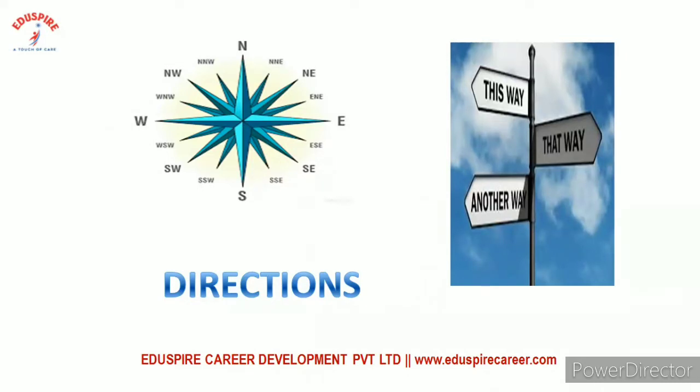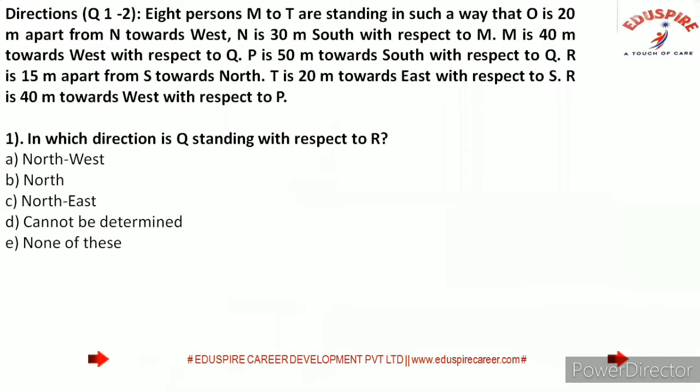Let's have a discussion on the questions based on direction sense. 8 persons M to T are standing in such a way that O is 20 meters apart towards the west from N. N is 30 meters south with respect to M. M is 40 meters towards west with respect to Q.